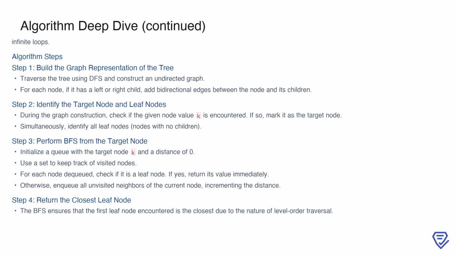As we process nodes in the queue, we'll use a set to keep track of visited nodes, ensuring we don't revisit nodes and create loops. For each node, we check if it's a leaf node. If it is, we immediately return its value since BFS guarantees that it's the closest. If it's not a leaf, we enqueue all unvisited neighbors of the current node while incrementing the distance. This process continues until we find the closest leaf node, which will be returned as the result.